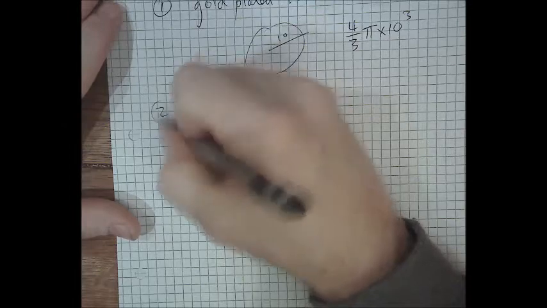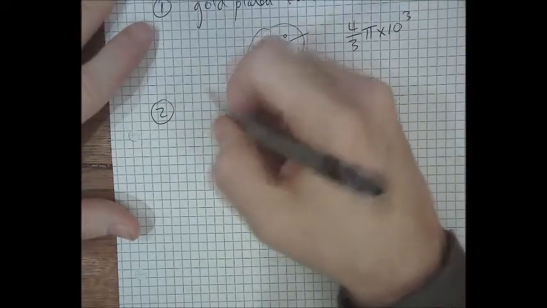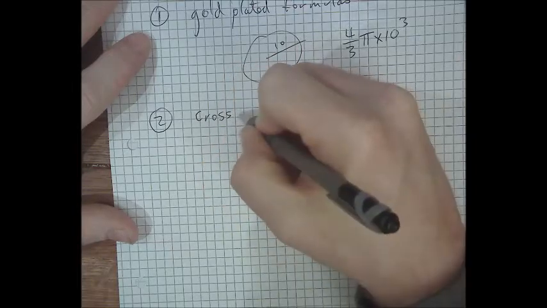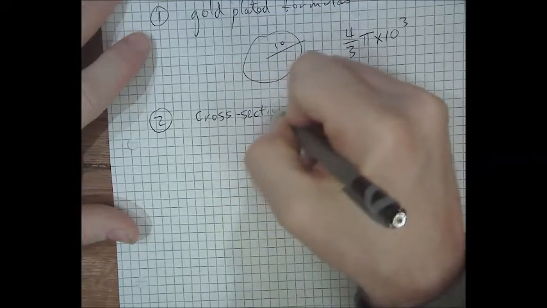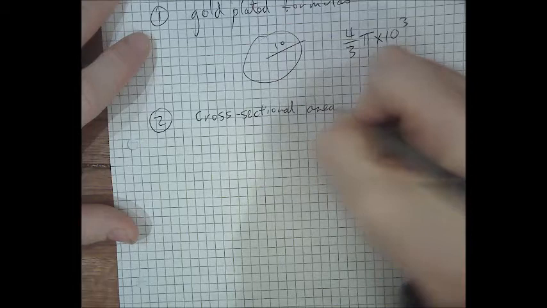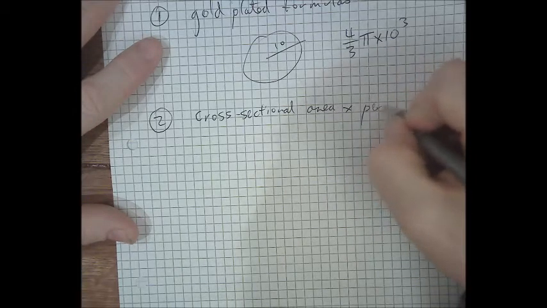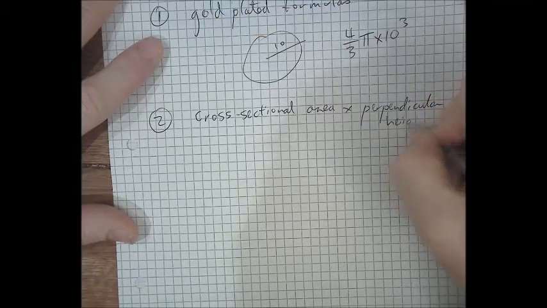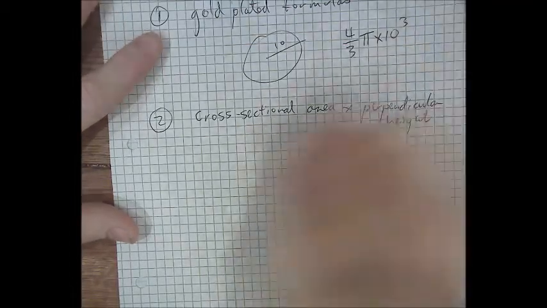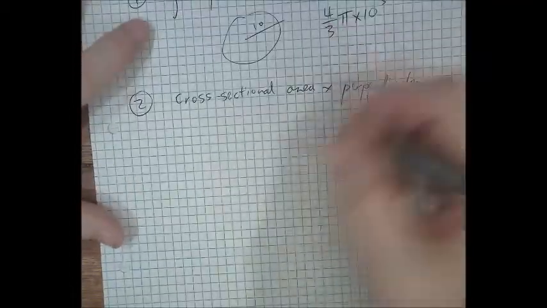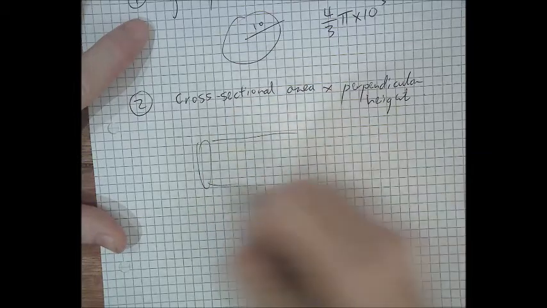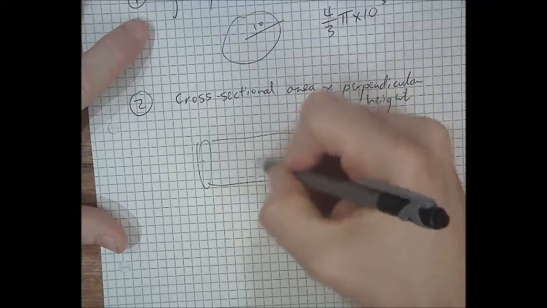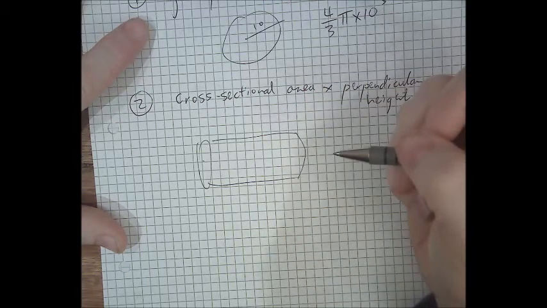But the other way you get volume is with cross-section area times perpendicular height. Now this only works if the cross-section is constant. So for example, it doesn't matter whether you're at the front or the back or the middle, the area of that cross-section is still the same.